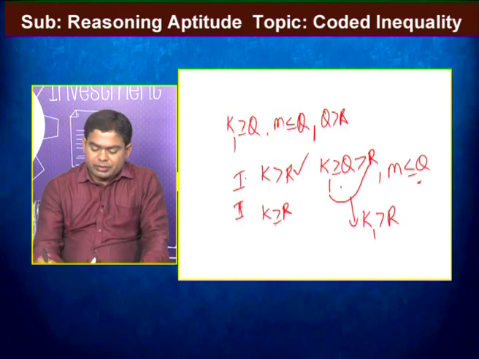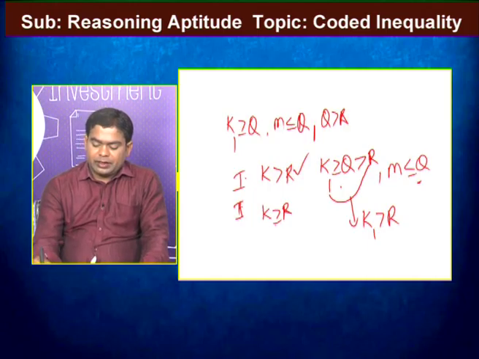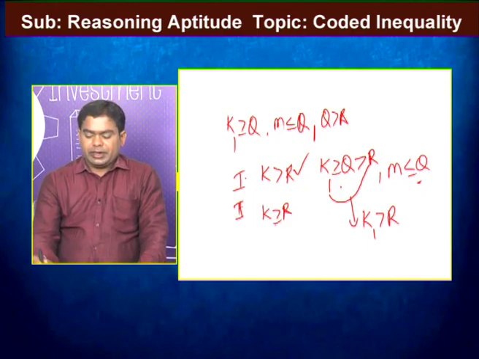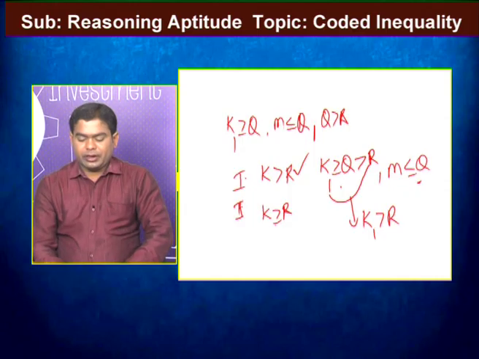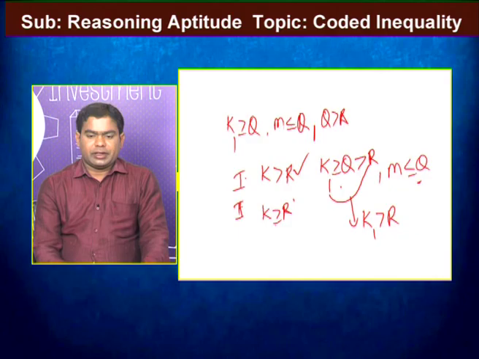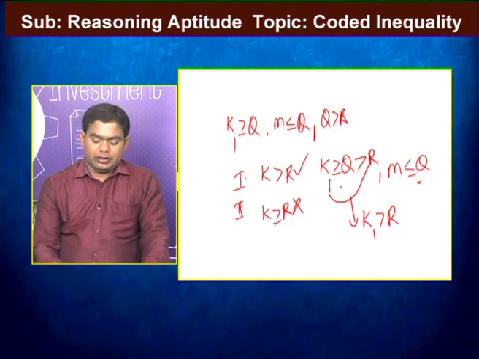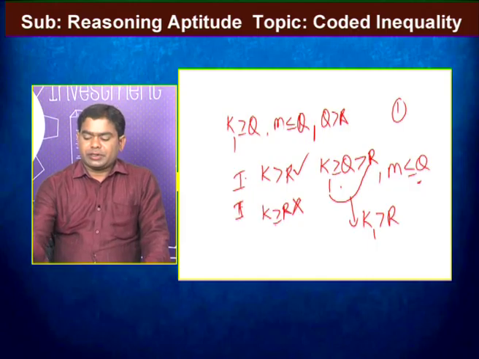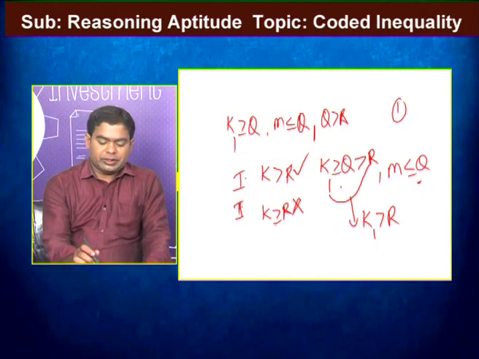So we verify the relation between K and R. We get K greater than R, so conclusion 1 is there. In the combined statement we get K greater than R, but in our conclusion two, K greater than or equal to R, both are different. That means only one follows. So according to our question paper, only one follows. We take the first option. Then we go to the next question.